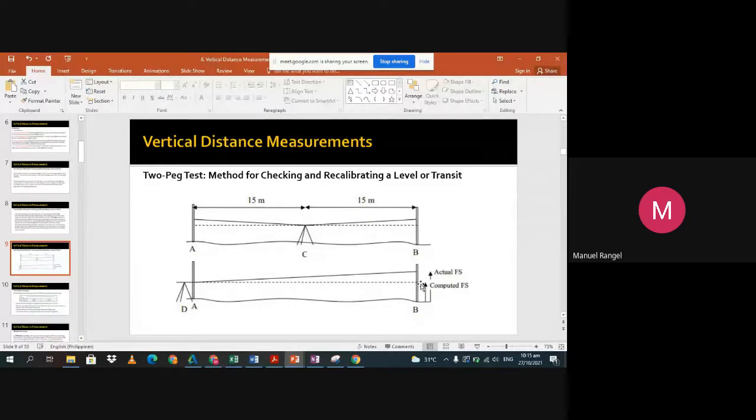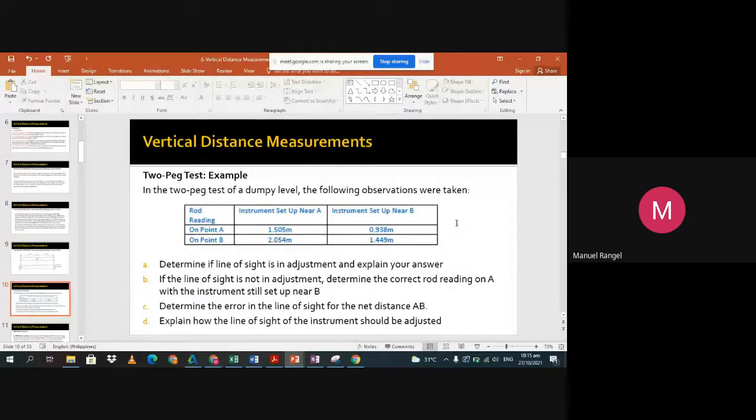Their difference in elevation from point A's reading and point B's should be the same. If there is a difference, that is what we call an error. So you need to calibrate that using a two-peg test method. That is how you check and calibrate your level or instrument in surveying. Okay? So we have an example here.